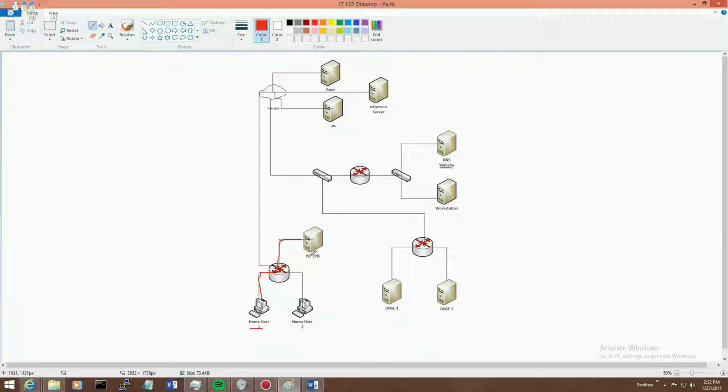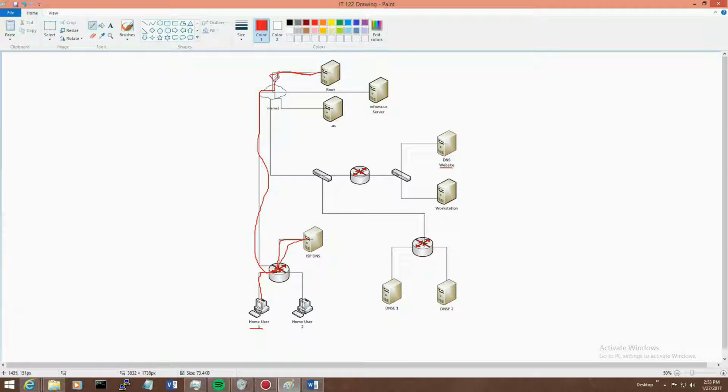Now, if the internet service provider's DNS does not have the information we're looking for, next it will go to the root servers out on the internet. The root servers do not know where our address will be, so it will send us to the top level domain servers so they can look at the end of our request.